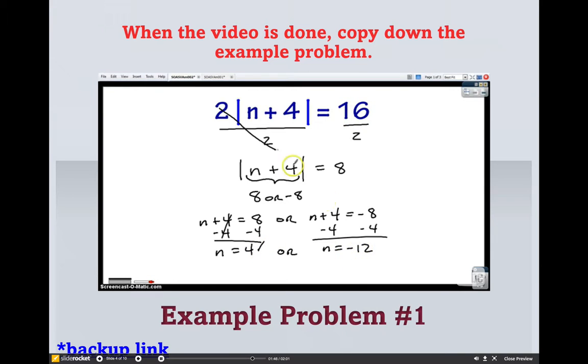Take negative 12. Negative 12 plus 4 is negative 8. The absolute value of negative 8 is 8. 8 times 2 is 16. Both answers work, and we've solved this equation.